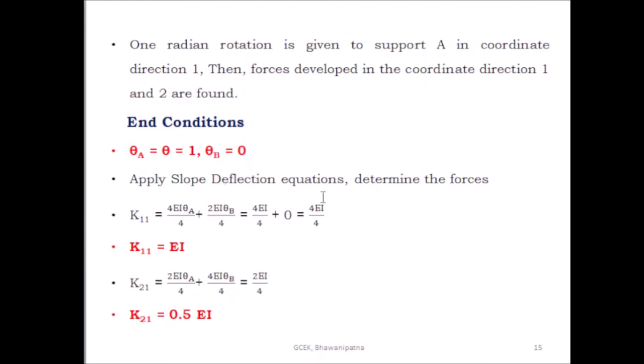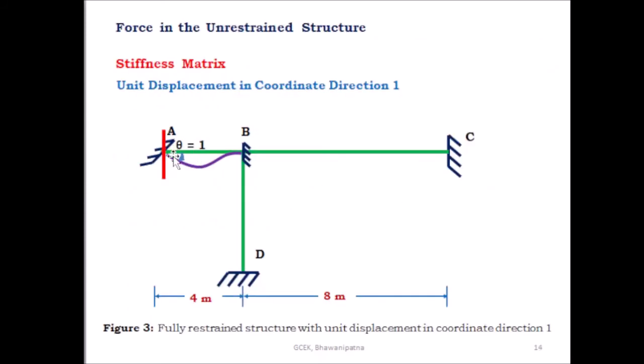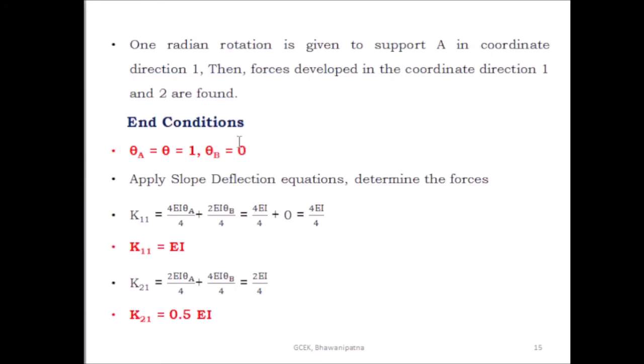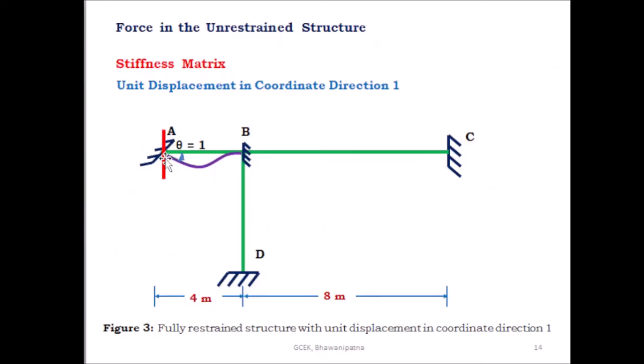Then apply the slope deflection equation and determine the forces. Using the slope deflection equation, you have to find out the force at coordinate 1 and the force at coordinate 2. This is K11, the force at coordinate 1 due to unit displacement at coordinate 1. The first subscript indicates the force at coordinate 1 and the second subscript indicates the unit displacement at coordinate 1. So you have to find out K11, the force at coordinate 1 due to unit displacement at coordinate 1.